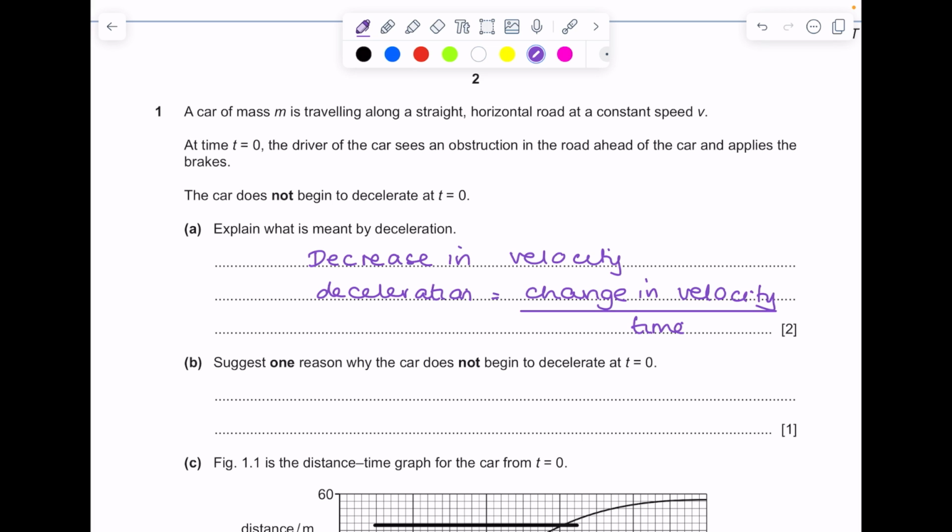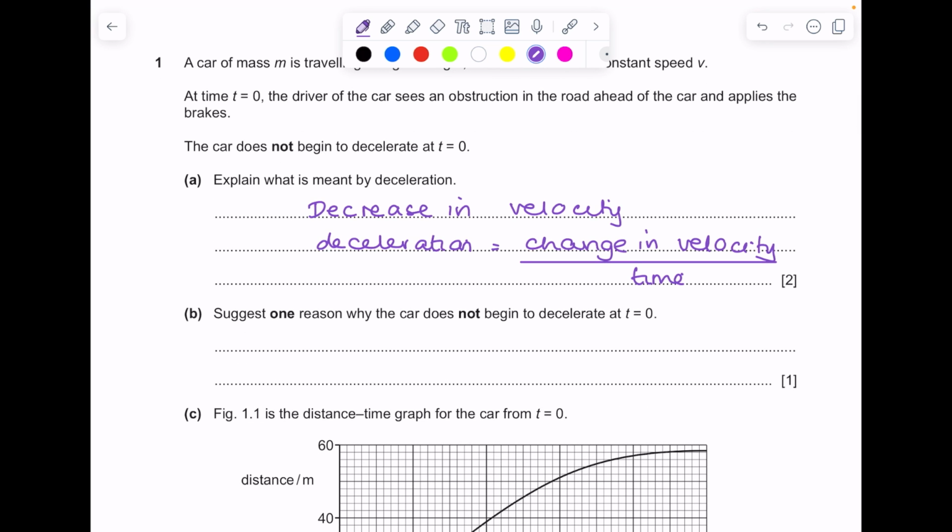Suggest one reason why the car does not begin to decelerate at t equals 0. Mainly because humans take time to react, don't they? So we have to allow for their reaction time.